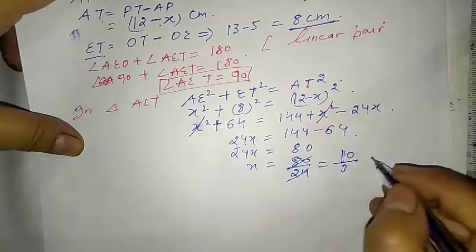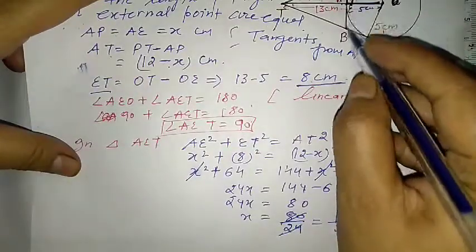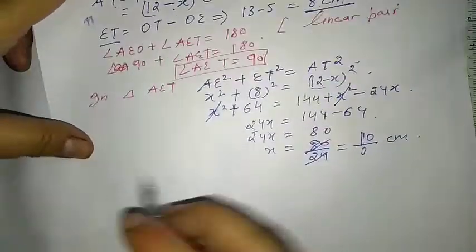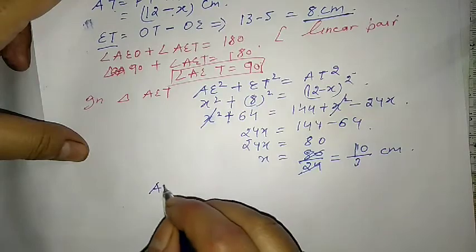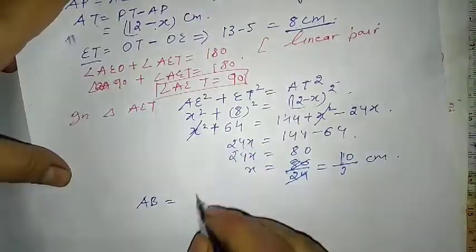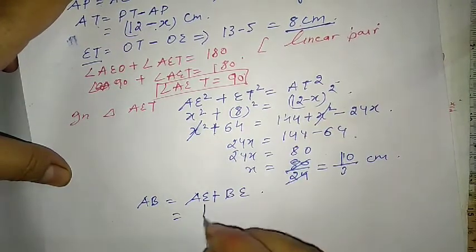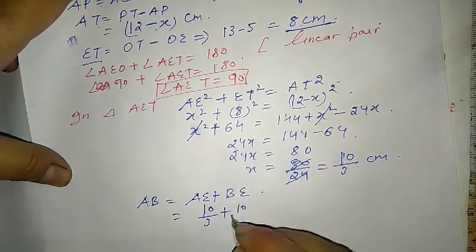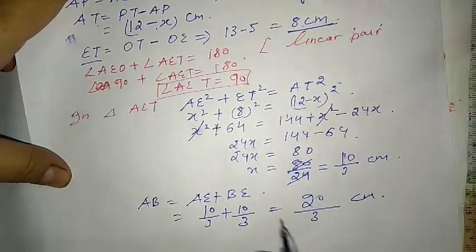8 will cancel this time. So BE will also be the same, that is x, as it is bisected. So we will get AB is equal to AE plus BE. AE is 10 by 3, this is also 10 by 3, so we'll get the answer as 20 by 3. So this question we can do like this.